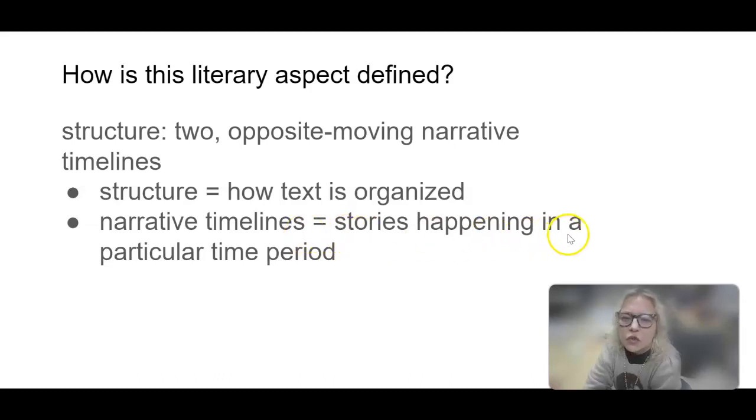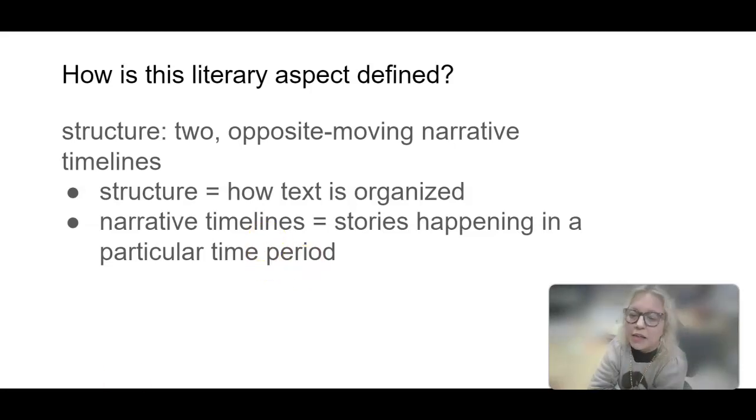Narrative timelines are stories happening in a particular time period. And so the way that Ward has organized this book is that she has two different narrative timelines. Most books have one narrative timeline. It starts at the beginning and it ends at the end. This book is not that easy, straightforward, or uncomplicated. Instead, she has two narrative timelines, and they move in opposite directions.